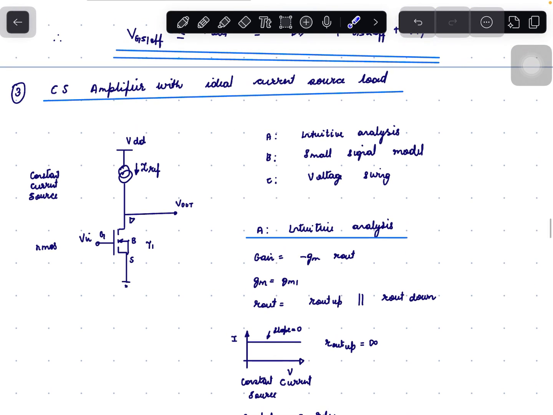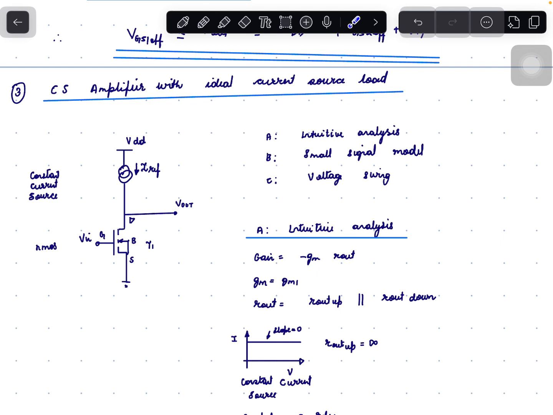In this video, I will explain the common source amplifier with an ideal current source as load: how to find the gain of this circuit by using intuitive analysis, then finding the gain of this circuit using small signal model analysis, and then finally the voltage swing.